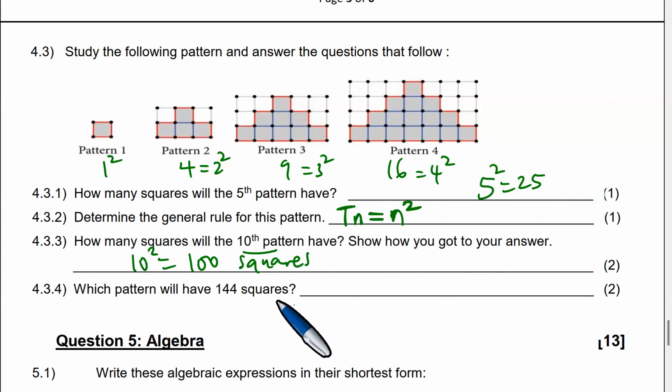Which pattern will have 144 squares? So the 12th pattern. It's the 12th pattern. Well done. Because you're going to say 12 squared, which is 144.